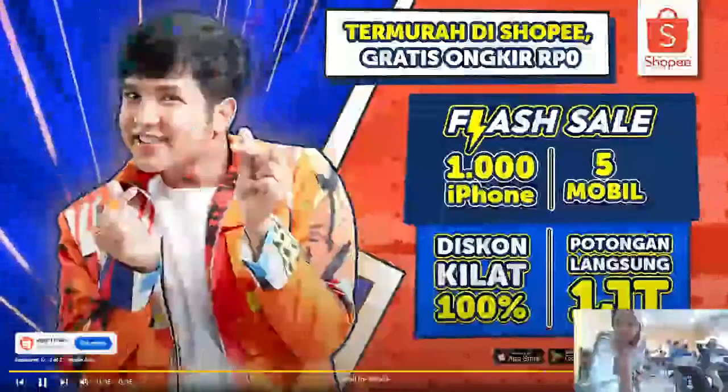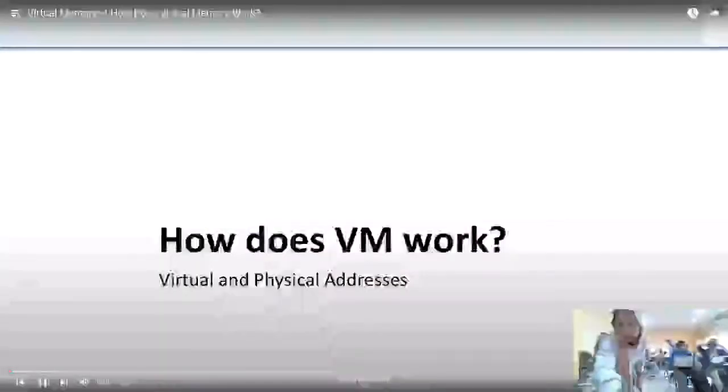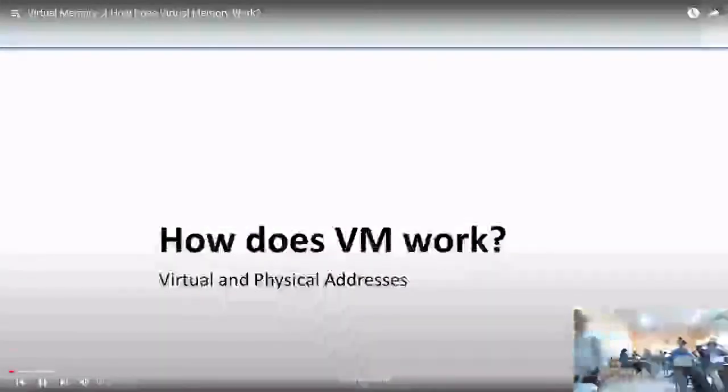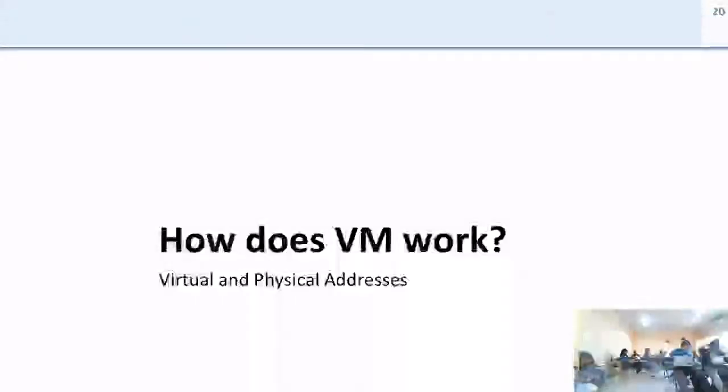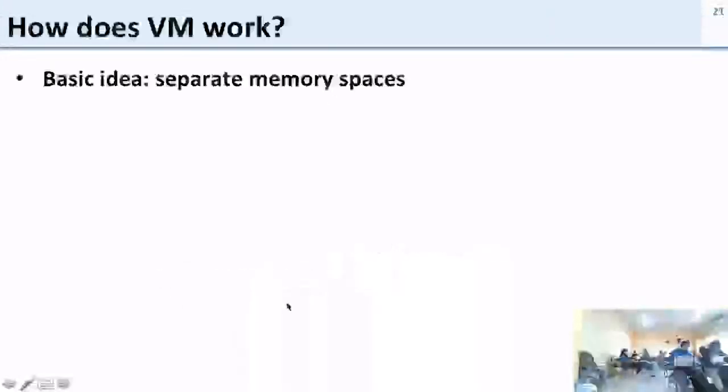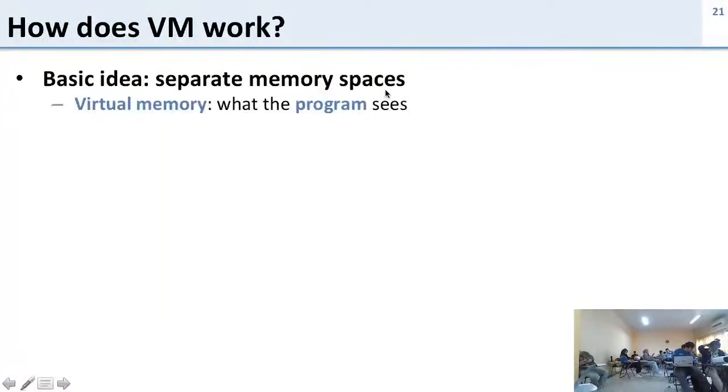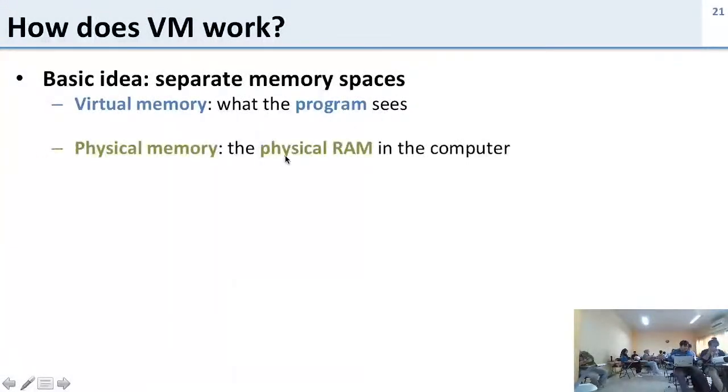Now let's talk about how virtual memory works. We're going to introduce two concepts here, virtual and physical addresses, and some acronyms for them. So how does virtual memory work? The basic idea is we have these separate memory spaces. Virtual memory is what a program sees, and physical memory is the physical RAM in the computer.